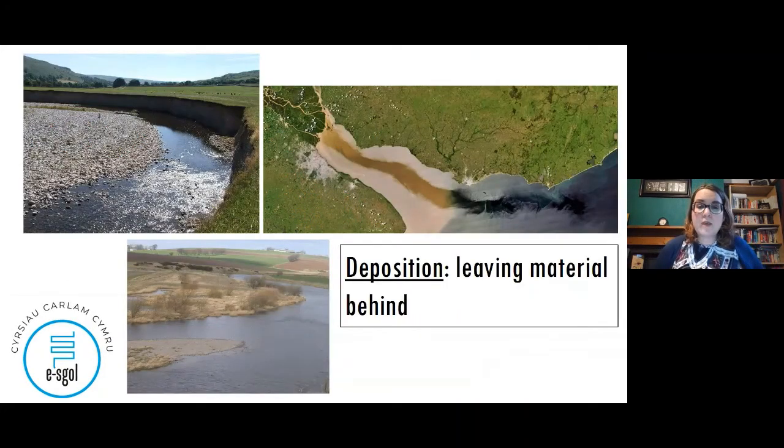The third process we have is deposition, and deposition is the leaving of material behind. The rate of deposition increases as we move downstream. When the river loses energy, it drops any of the material it has been carrying, and this is known as deposition. Now, there are certain factors that lead to deposition. So, for example, shallow water at the end of the river's journey, such as the river's mouth, and when the volume of the water decreases.